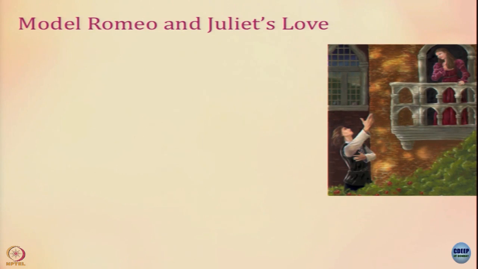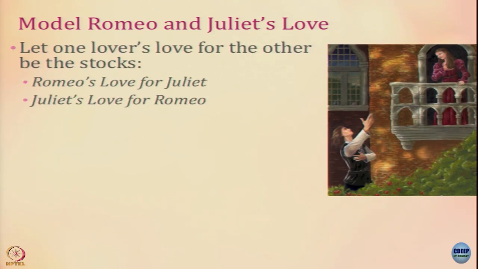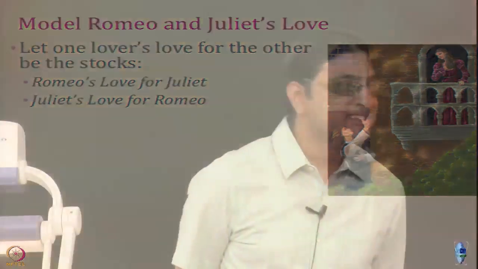Love is the stock. So let us simply define it as, let one lover's love for the other be the stocks. Let's have two stocks, one called Romeo's love for Juliet and the other Juliet's love for Romeo. Let us define two different stocks. Now, what will be the units for the stock? Units have to match. We are engineers. We just come up with some love units. Let's say arbitrary, let us call it love units. I don't know how it will be measured.